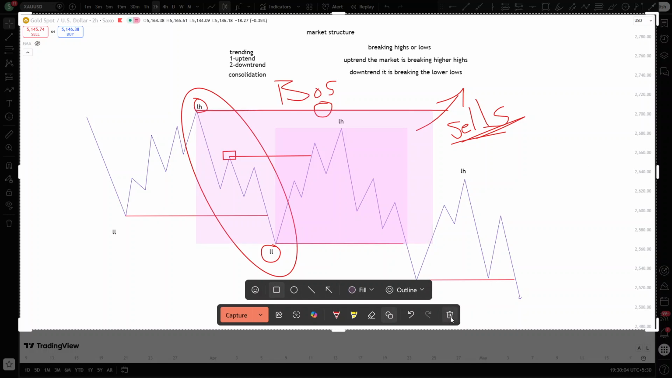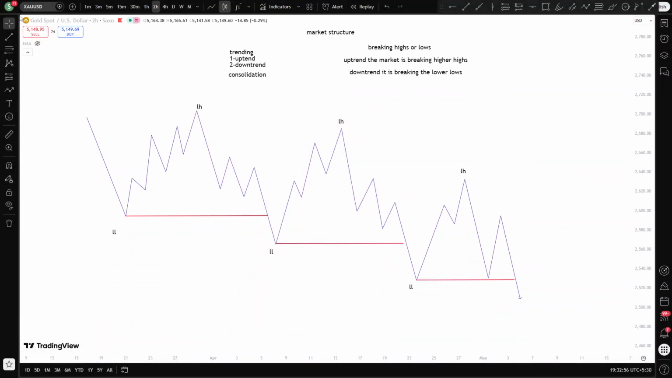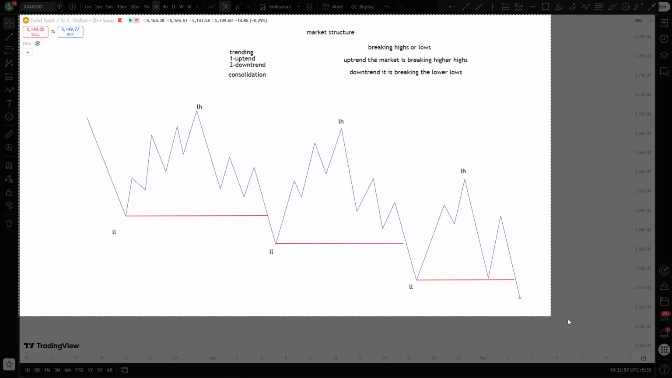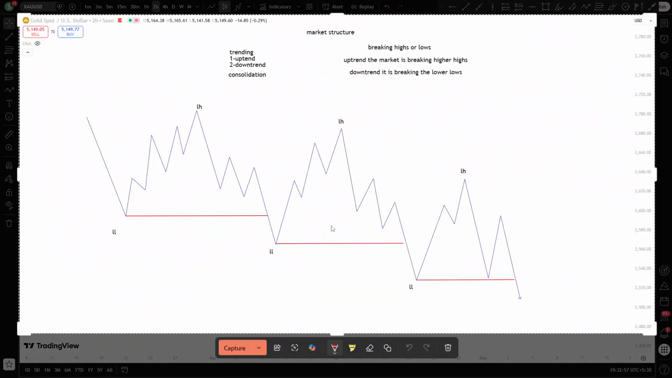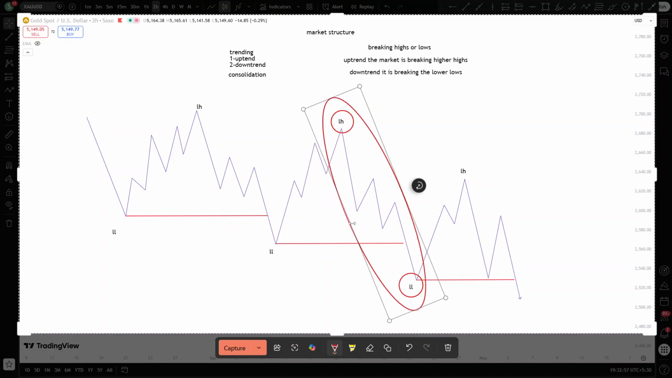Let me explain this next part for you so that you have a better understanding of this. We have this lower high, and we have this lower low. This lower high and this lower low make up this external range.